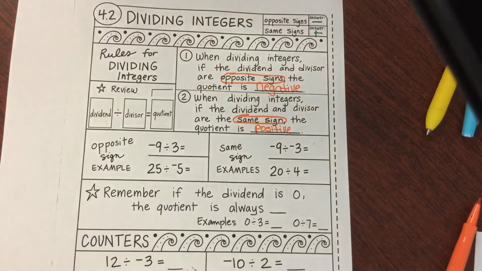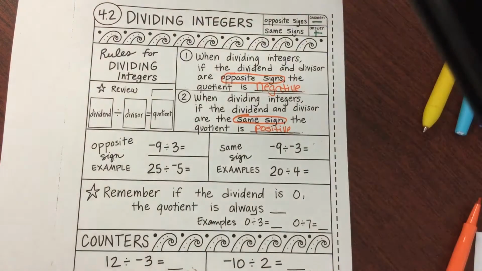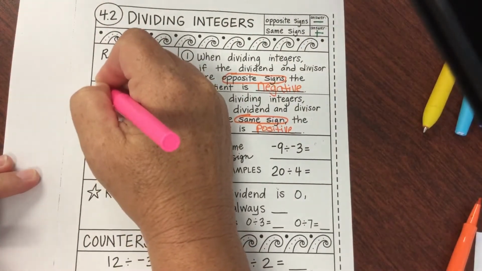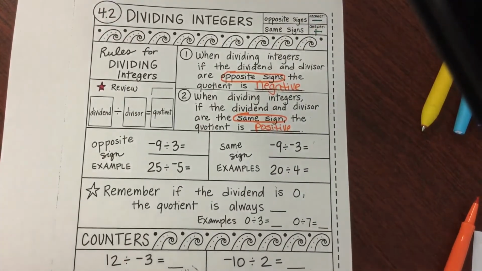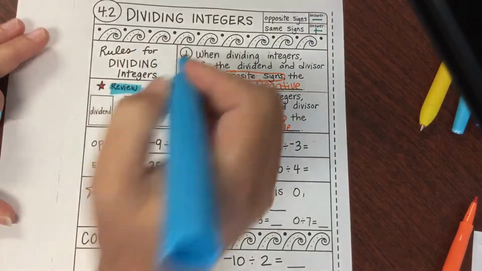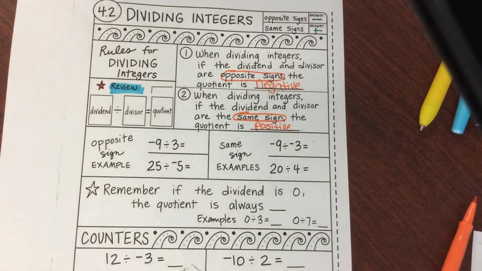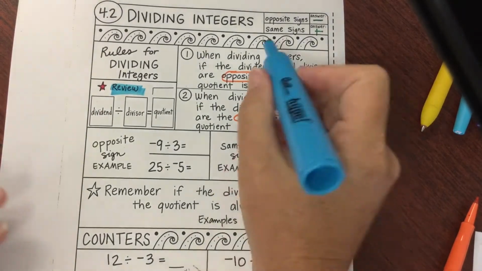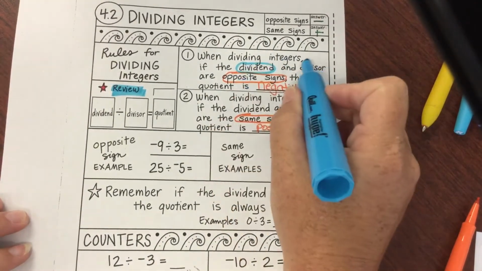All right, so look over here. There's this nice little review place right here. I love that review. I'll highlight it because that's pretty important. So we used some words about dividend and divisor. Those were some key words that we used.